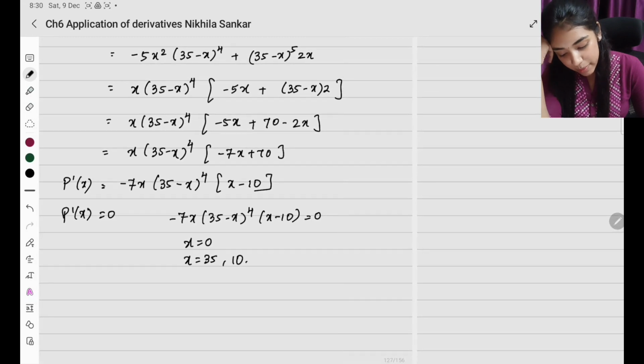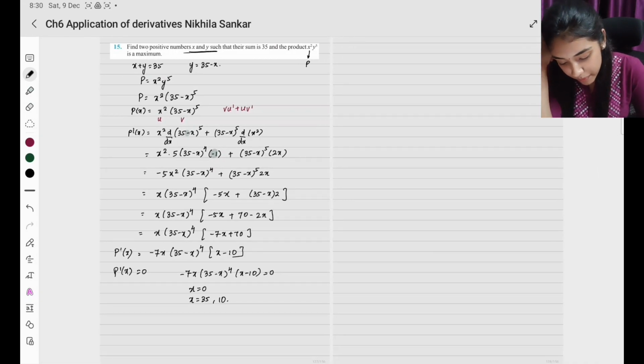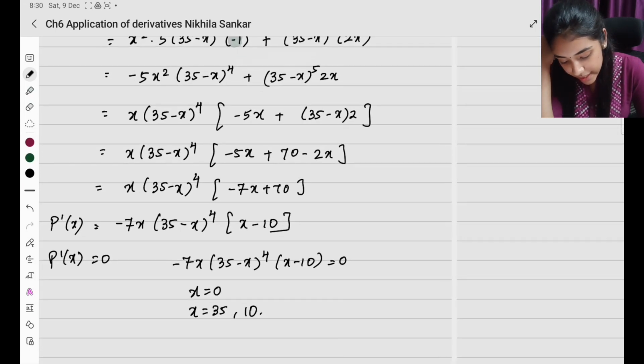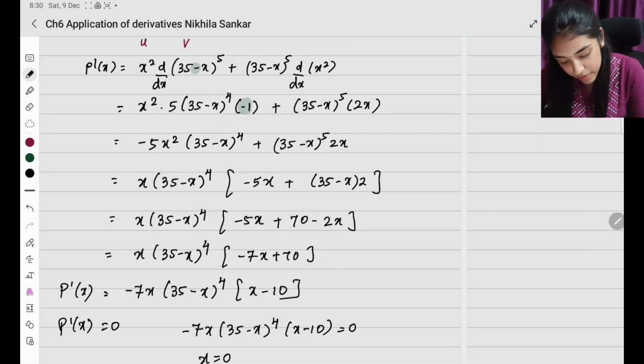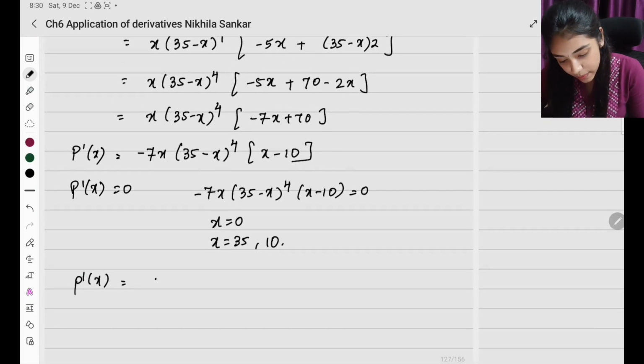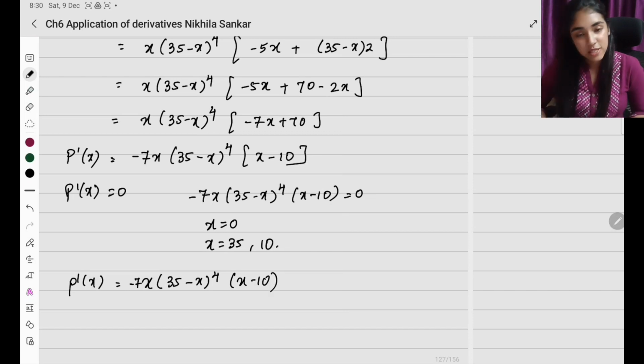Now, how do we find the maximum? I have to find the second derivative. Correct? So what is my p dash of x? P dash of x is going to be x times, do I have something simpler here? No. So I have x times (35 minus x) the whole power 4 times minus 7x times (x minus 10). So this is my p dash of x.